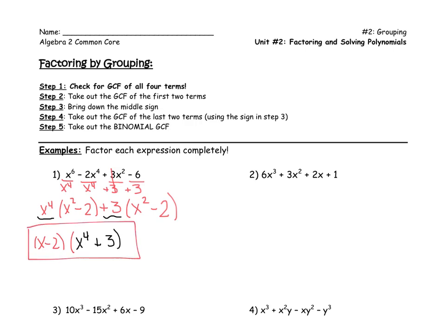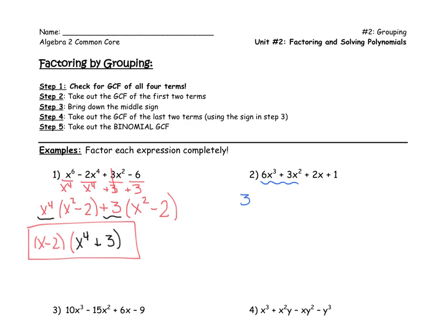Okay, let's try another one. Example number 2. First things first, is there a GCF of all 4 terms? The answer is no. Okay, now what is the GCF of the first 2 terms? I see that I could divide them both by 3, and I see that I can divide them by x squared. I'm not going to write the GCF underneath like this. I'm going to try to do it a little bit quicker and do it in my head. But if you need to write that, feel free to do so.